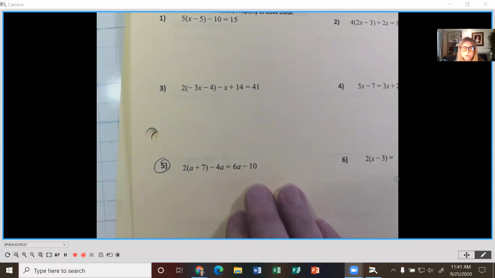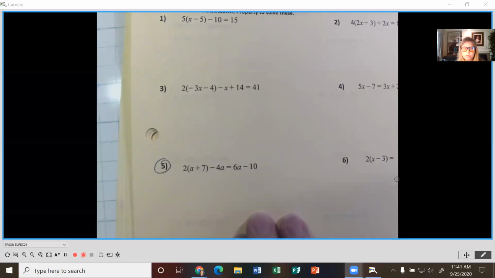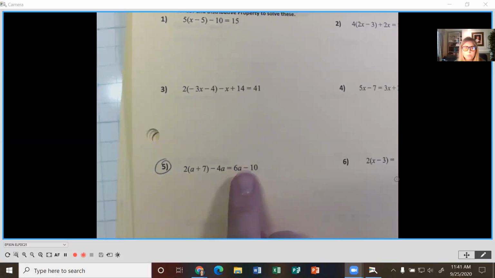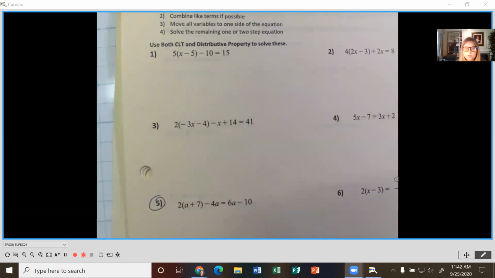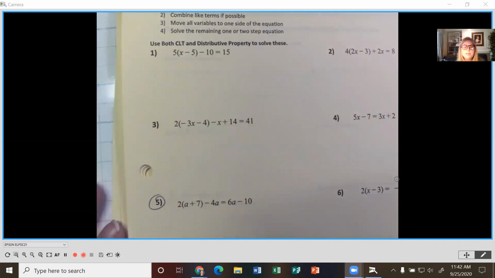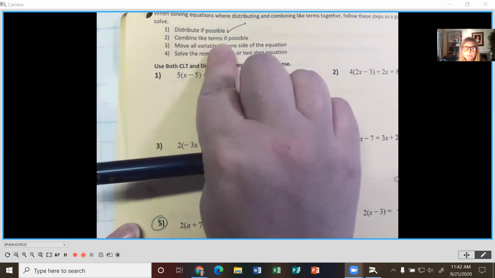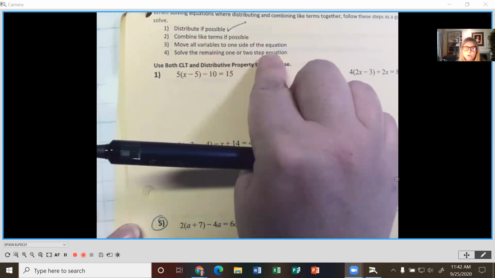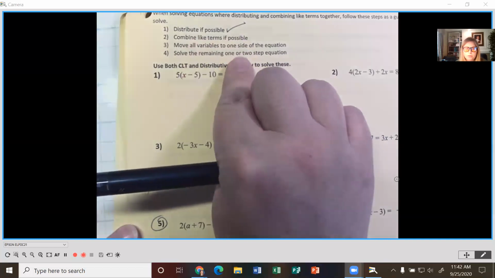And the reason we're making you do the distributive property on all of these problems anyway is because sometimes you'll have to use the distributive property, and we really want you to be proficient with it. But I will show you one other method that works sometimes instead of the distributive property. Okay. All right. So number 1, we have 5 times the quantity x minus 5, minus 10 equals 15. So we're going to distribute if possible, combine like terms, get all of your variables to one side of the equation, and then solve the remaining 1 or 2 step equation. So simplify and then solve, okay?